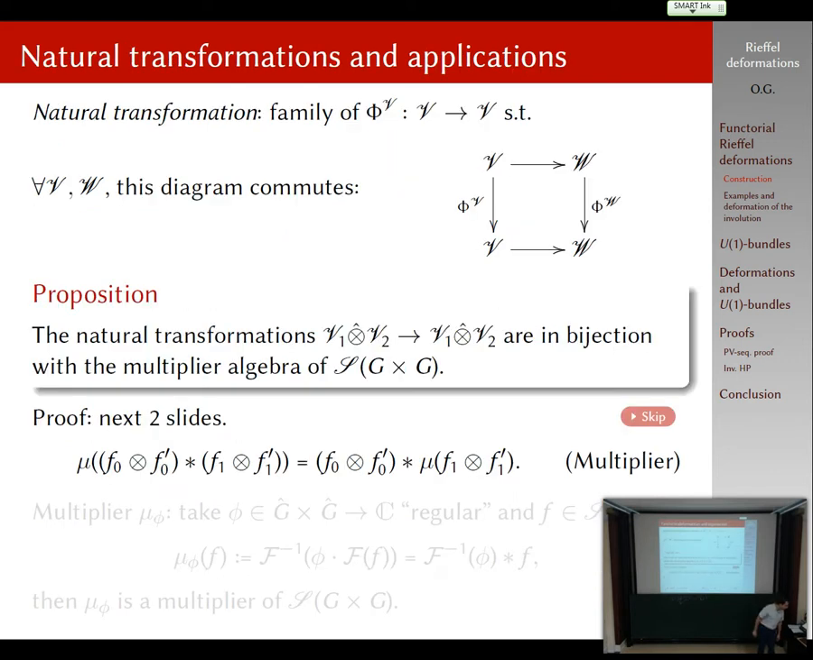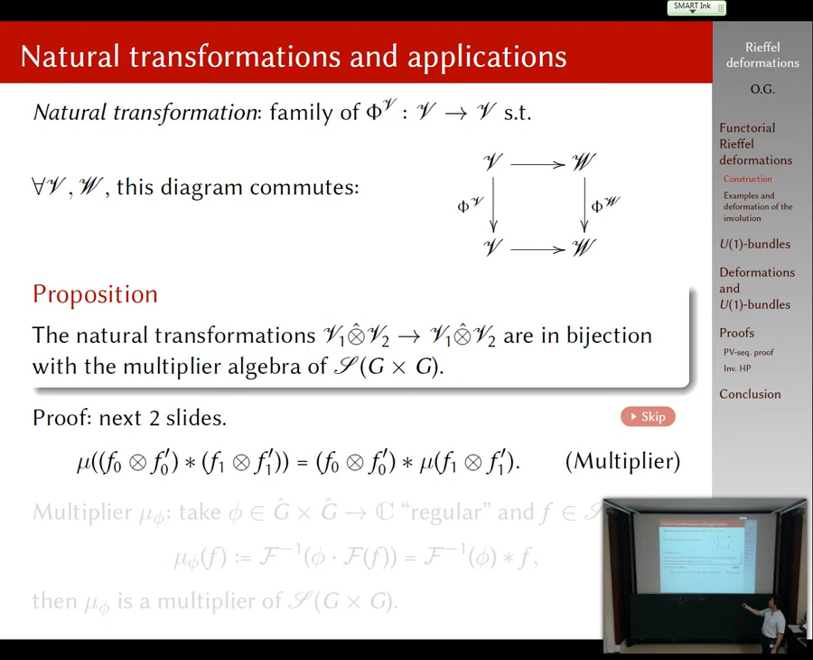So, what do I mean by natural transformation? It's a family of maps, just like that, such that whatever your choice of V and W in your category, this diagram commutes. This is somewhat abstract. I'm going to make it concrete in the following proposition.